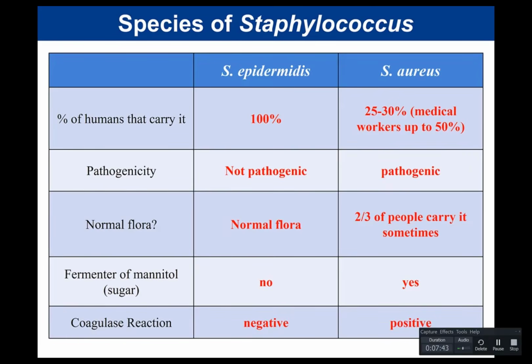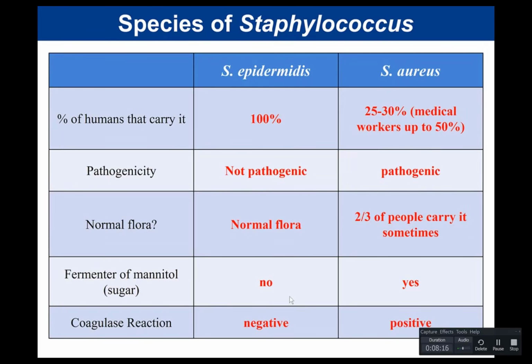Fermenter of mannitol. Mannitol is a type of sugar. You're going to see in our MSA agar, our mannitol salt agar, mannitol is going to be our differential ingredient. And that's because Staph aureus can ferment it. So notice it says yes, Staph aureus can ferment it. Staph epidermidis does not. And so that is the differential ingredient in MSA to know if we're looking at Staph aureus or Staph epidermidis. And then the next one is the coagulase reaction.